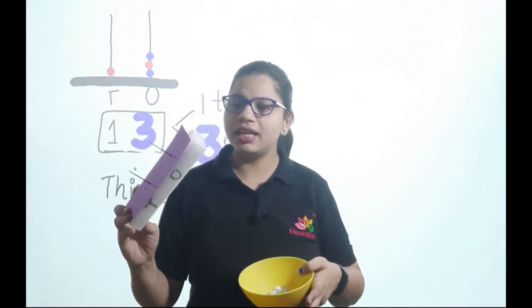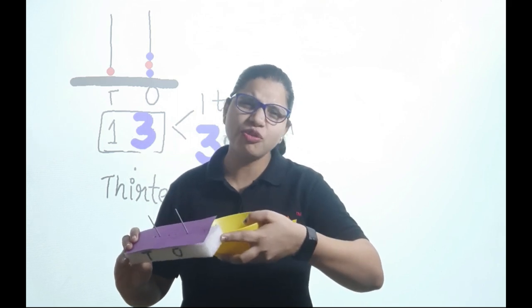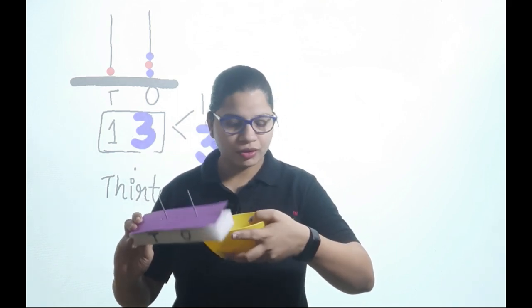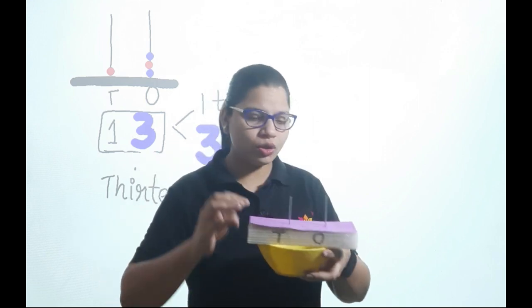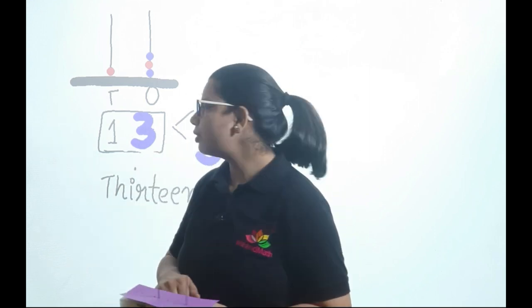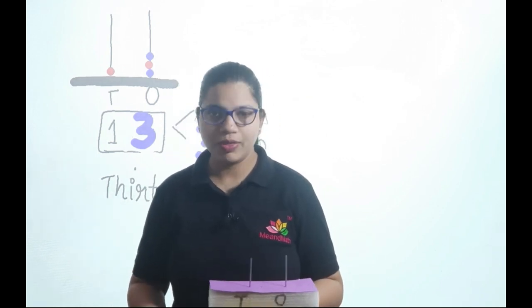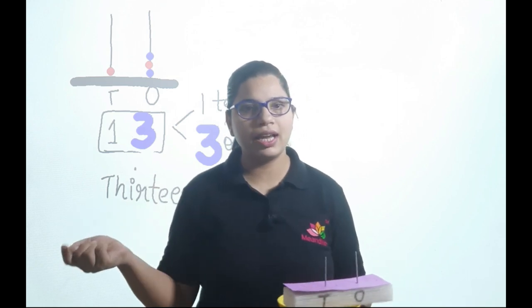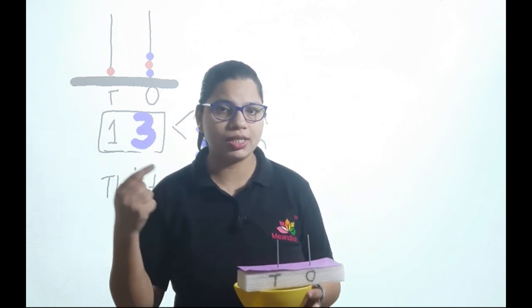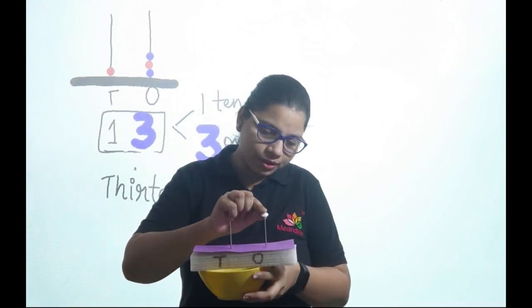We didn't take anything else except a sponge, a kind of foam sheet, and those sticks, just that. Because we are working on two digit numbers, we took two sticks. For senior grades, it will include 3 sticks, 4 sticks, 5 sticks. Okay, so now I'm going to form the number.